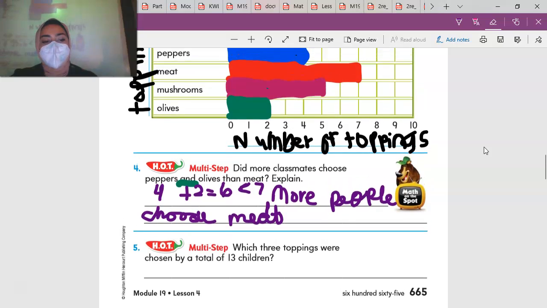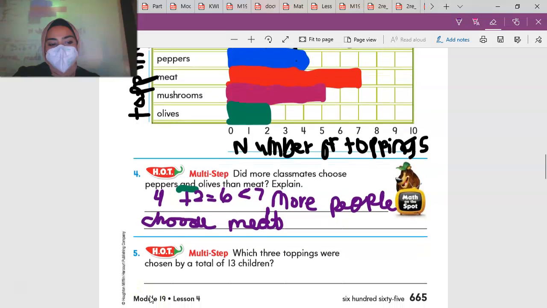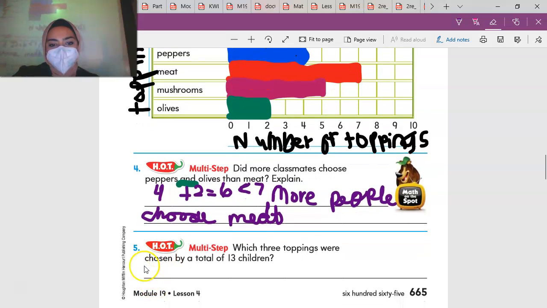Number 5. Which 3 toppings were chosen by a total of 13 children? This is a guess and check. You have to guess which 3 you can add together to make 13. Who wants to take a shot? Leia. Peppers, meat, and olives. Peppers are 4. Meat is 7, and 4 plus 7 is 7, 8, 9, 10, 11. And olives are 2, 11, 12, 13. Very good. Your answer is peppers, meat, and olives.